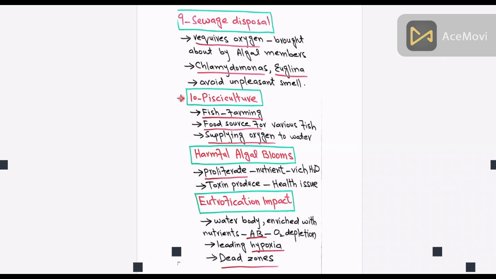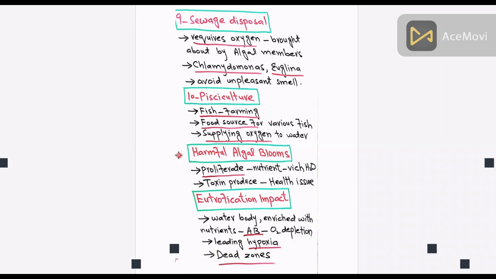The next role of algae is in pisciculture. Pisciculture, commonly known as fish farming, is the practice of breeding and raising fish for commercial purposes. Algae play an important role in the fish farming process, serving as a primary food source for various fish species. Algae also help improve the aquatic environment by naturally removing carbon dioxide from the air and supplying oxygen to the water, making it more suitable for fish.